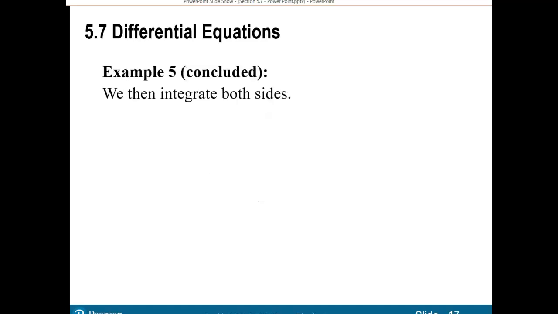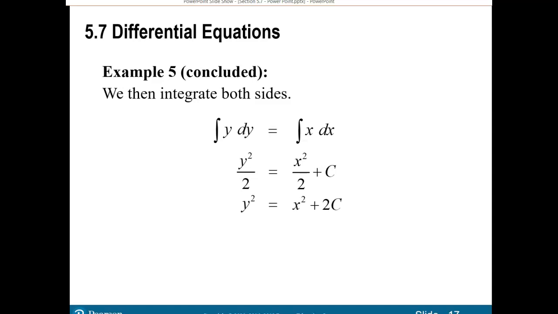All right, now we're going to take the antiderivative of both sides. That's going to give me y squared over 2 equals x squared over 2 plus c. So we're going to multiply everything by 2 to clear the fraction. So y squared equals x squared plus 2c. So everything gets multiplied by 2.